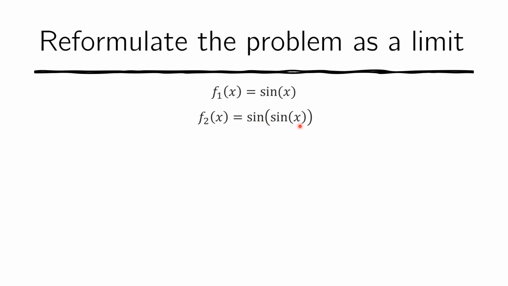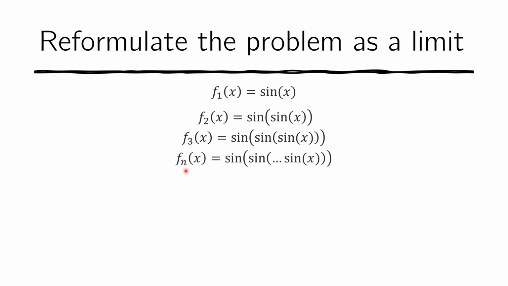Then we do that one more time to get f sub 3 of x. And we'll notice that if we count the number of applications of the sine function, that will be the same as the subscript out here. And so we can say that our f sub n of x, that's our nth term in the sequence, will just be n times the sine function. So we apply the sine function n times to x.